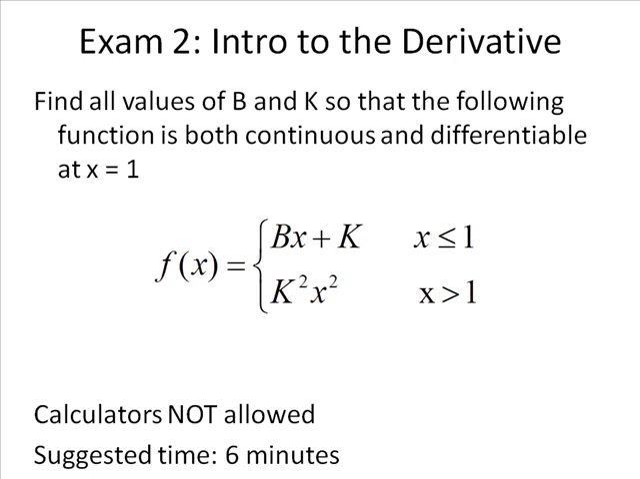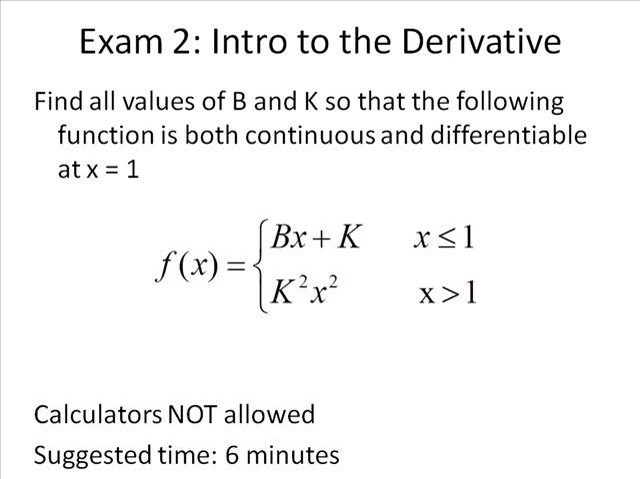So for when x is less than or equal to 1, it follows a linear function, f of x equals bx plus k. And for x being greater than 1, it goes by the function k squared times x squared. So for this problem, I said calculators were not allowed, and I was hoping that students would finish this question in about 6 minutes' time.